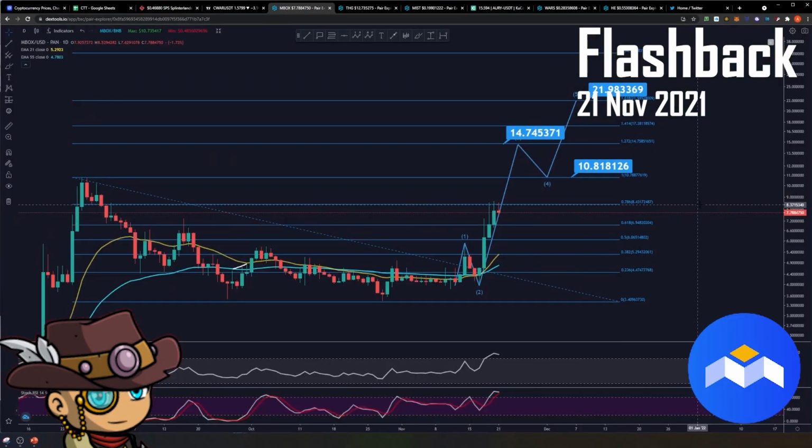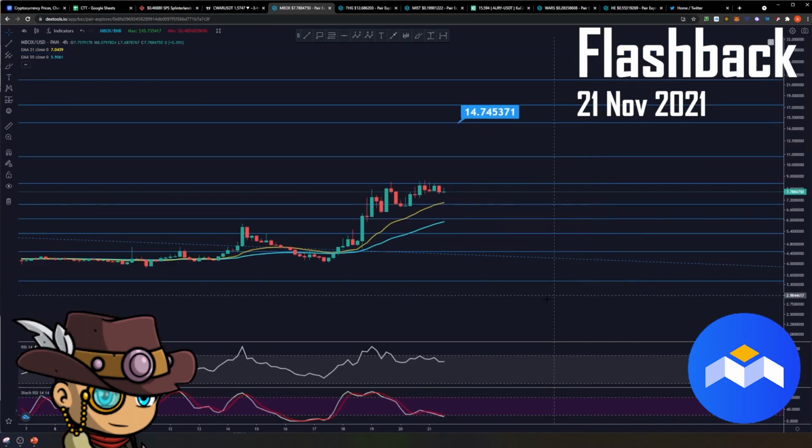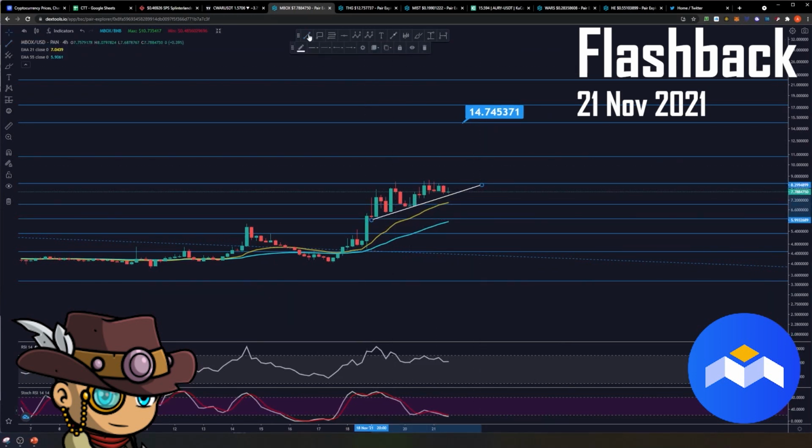So for Mobox, we are still on track to our $21 target right here. However, we appear to be slowing down. What do I mean? So from a 4-hour time frame, we are starting to form what I call an ascending wedge right here. So an ascending wedge basically is a bearish structure, but only if we break down to the downside.